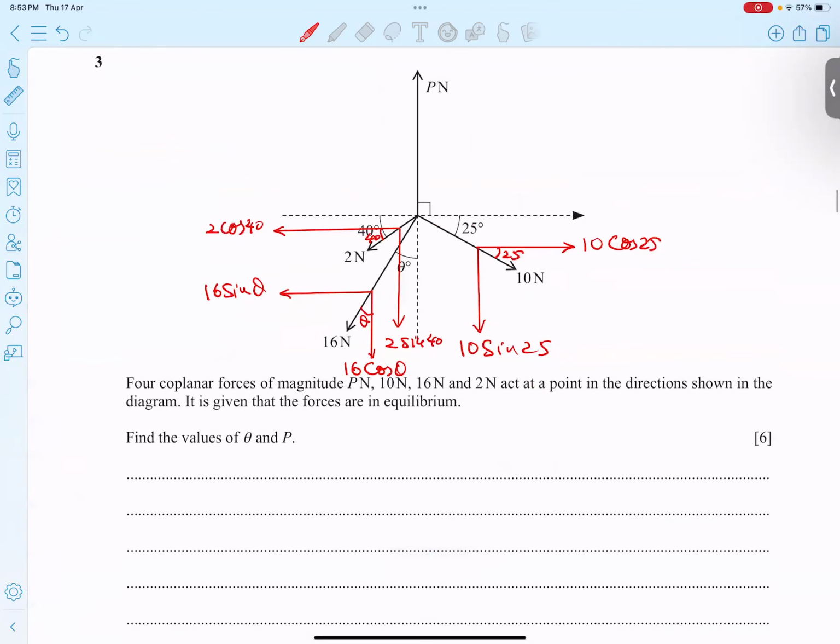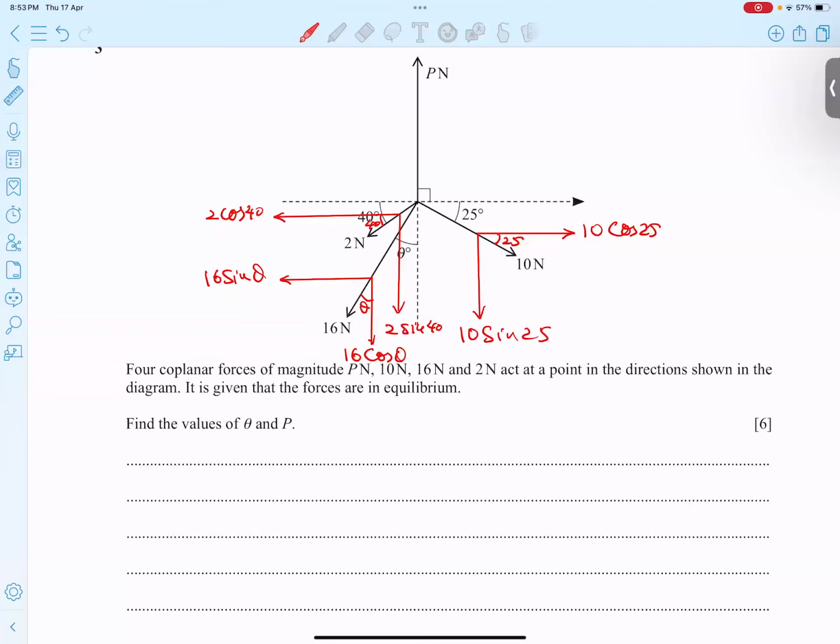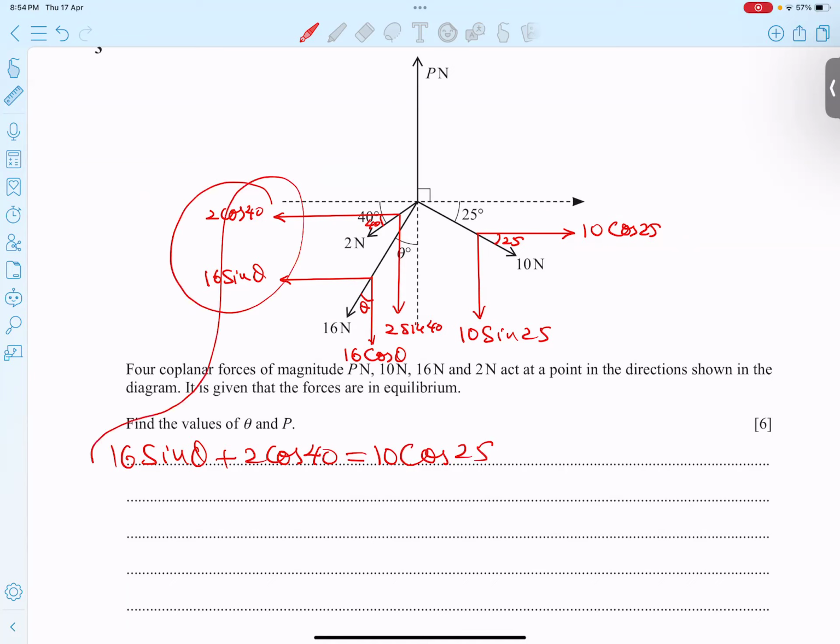So forces resolution done. Let's talk about the x-axis. Rightward forces equal leftward forces. So I can say here, students, 16 sine theta plus 2 cos 40 is equal to 10 cos 25. I repeat my words: these two forces' sum equals this one, because equilibrium means rightward forces equal leftward forces.